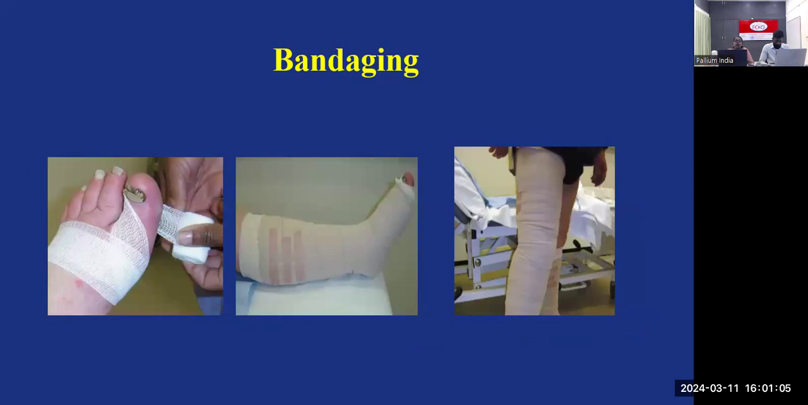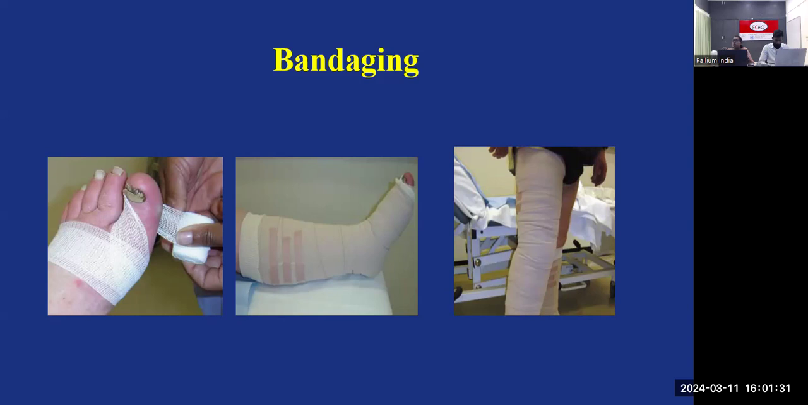Then bandaging of the lower limbs is the same. In the initial stage you can use spiral bandages, and always protect the skin before applying crepe bandages. If they are able to tolerate it, then you can move on to the figure of eight. And if the edema is uniform, then you can think about stockings.